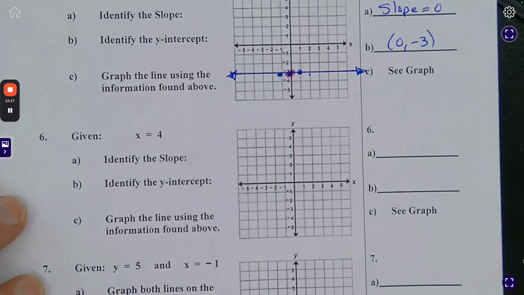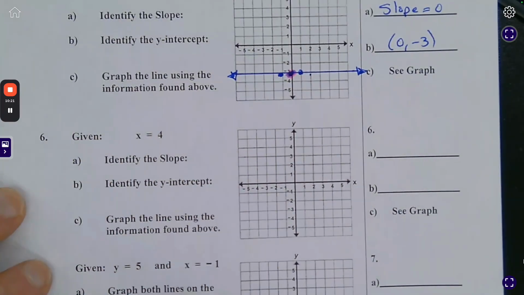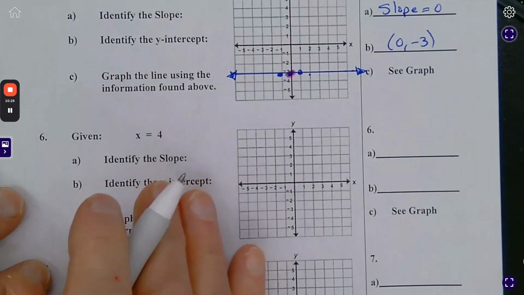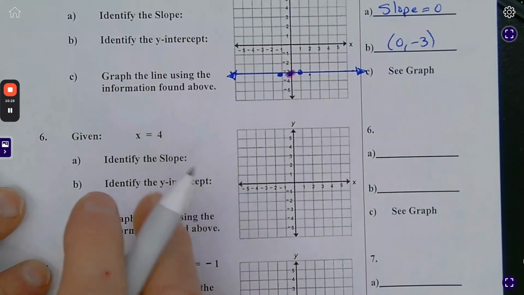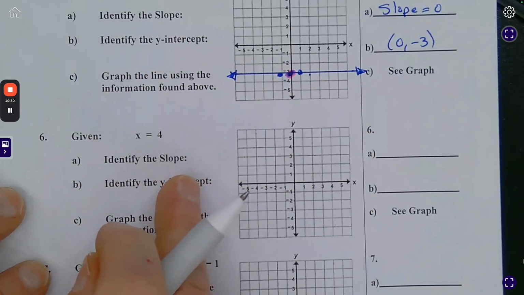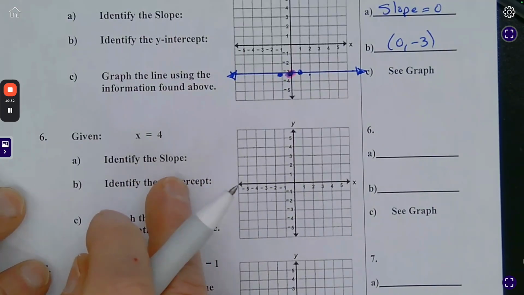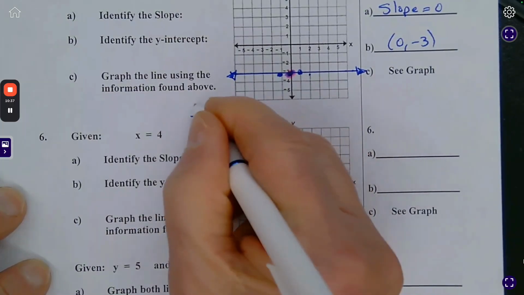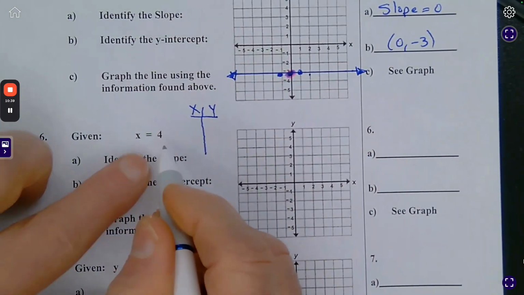Now this one's different because notice there's an x equals. This is not in the form of a slope intercept form. So I can't apply any of the things we know about slope intercept form to this because it's not y equals. But I can still graph it. Okay? So let's think again about the table value, x and y. What must be true about x?